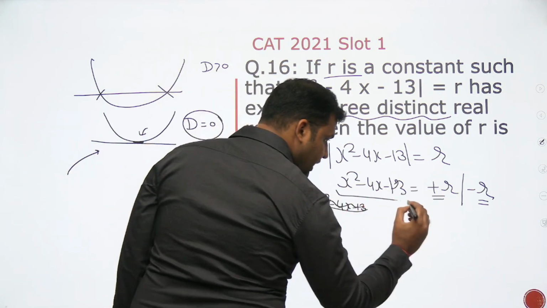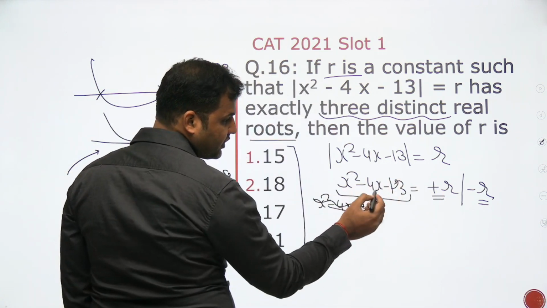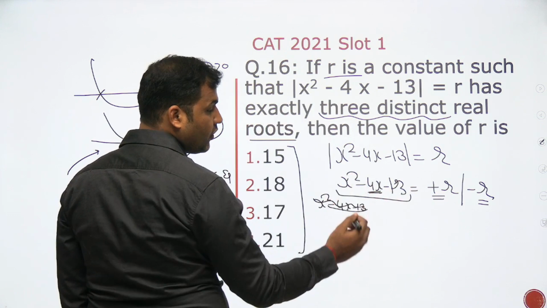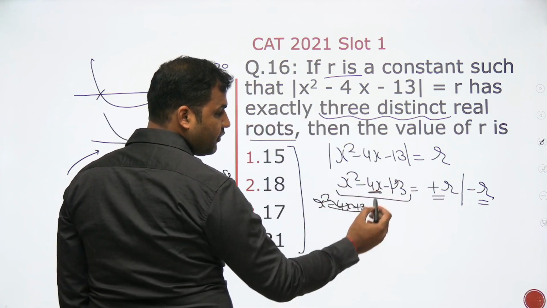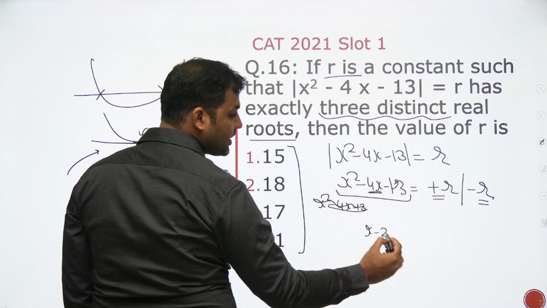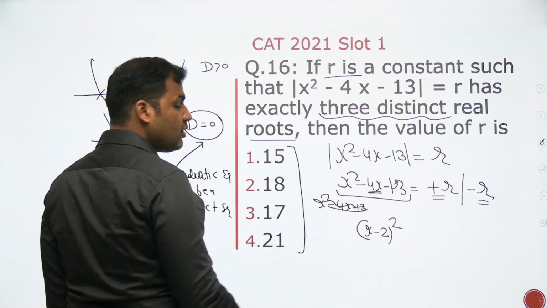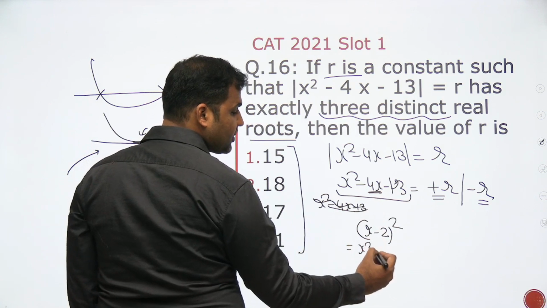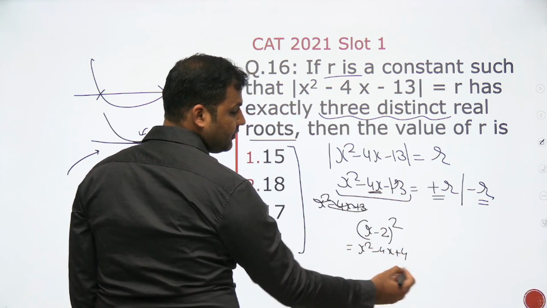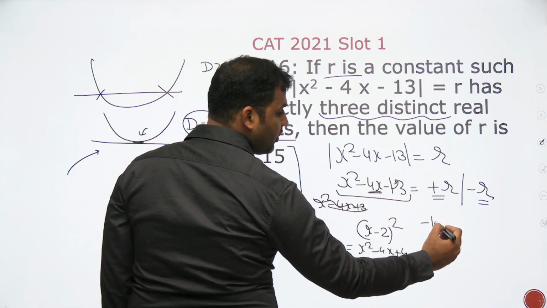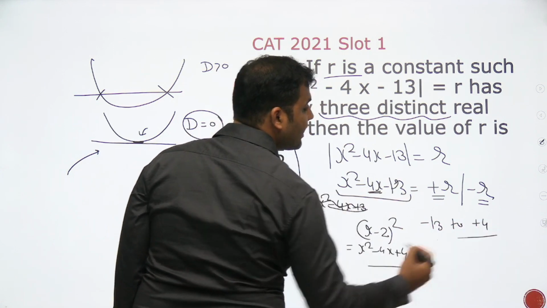What you can do is, if I want to make this as a perfect square, look at this coefficient of x as 4. अगर x का coefficient यहाँ पे 4 है, इसको perfect square बनाने के लिए मुझे इसे x minus 2 का whole square बनाना पड़ेगा, तभी एक केस में मुझे एक real root मिलेगा. x minus 2 का whole square is x square minus 4x plus 4. So minus 13 को मुझे plus 4 में convert करना है.